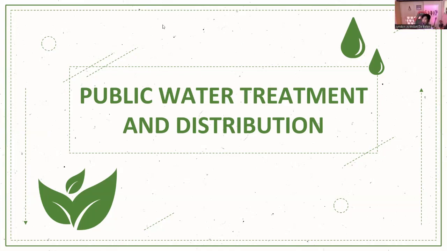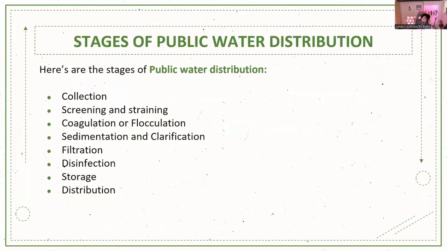Public water treatment and distribution. Water treatment is any process that improves the quality of water to make it appropriate for a specific end use. The end use may be drinking, industrial water supply, irrigation, river flow maintenance, water recreation, or many other uses, including being safely returned to the environment.